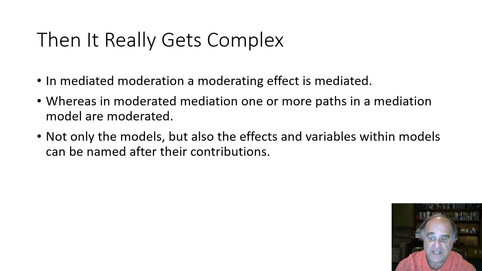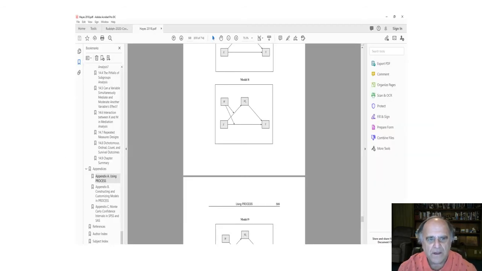And again, I'd suggest at this point, you turn to the PROCESS book, or Hayes's book, or Hayes's articles, and look at some of the different models that Hayes presents. I mean, Hayes presents an incredible number of already pre-programmed models. So this is just an example of, for example, Model 8. In Model 8, we have a mediation, but then we have two moderators of that mediation.